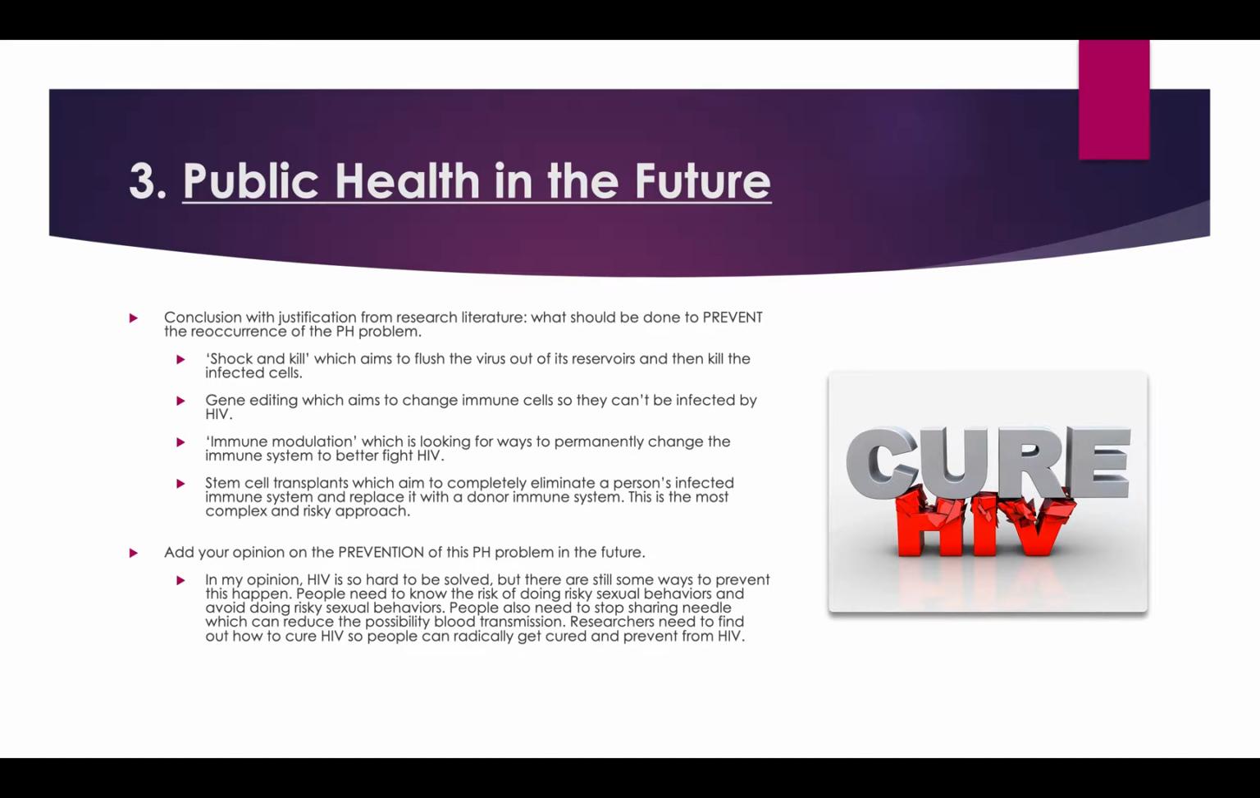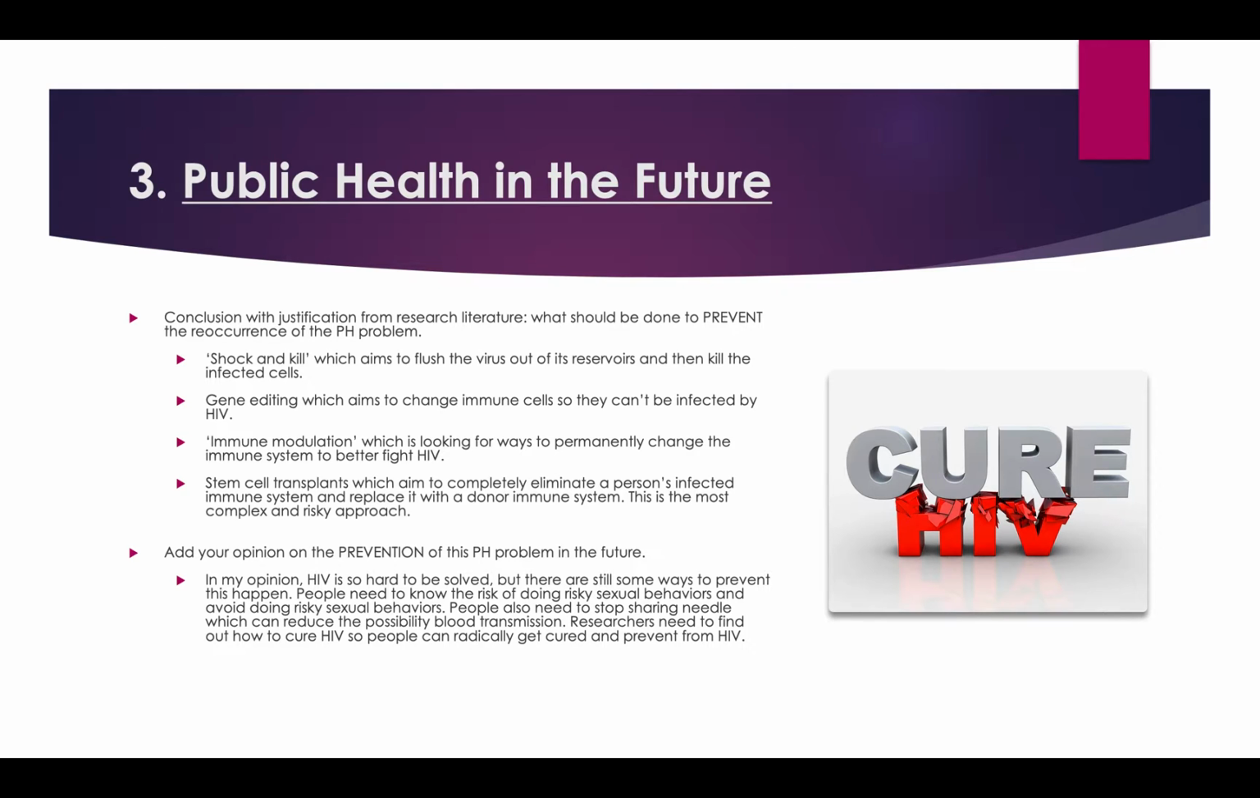And also gene editing, which aims to change immune cells so they can't be infected by HIV. The other way is called immune modulation, which is looking for ways to permanently change the immune system to better fight against HIV. And the last one is stem cell transplants, which aim to completely eliminate a person's infected immune system and replace it with a donor immune system. This is the most complex and risky approach.